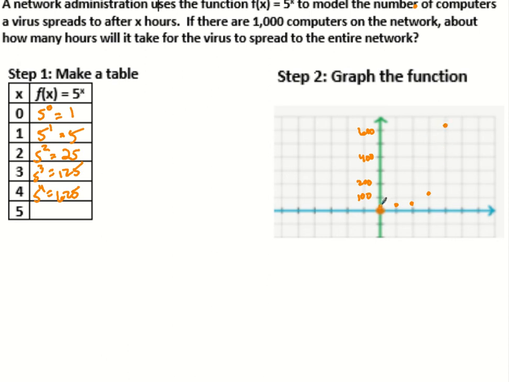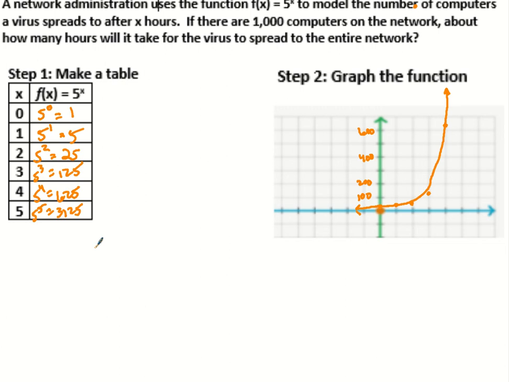So the shape, it's again increasing dramatically. And it'll go on forever this way, but it's never going to hit 0. Okay? And then 5 to the 5th power is 3,125.